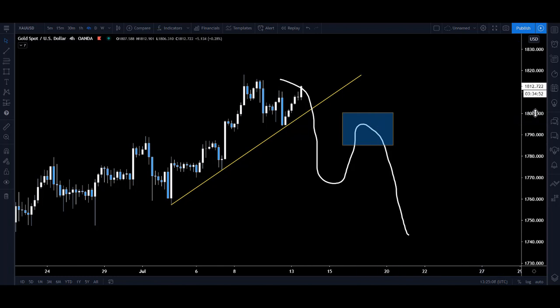setup, may come and test that 1800 again. That'd be a decent level to look out for actually. A close below 1800, push up, retest it, because it is such a big number. Look for a seller candle or reversal setup, reversal candle pattern, and look to sell from there.